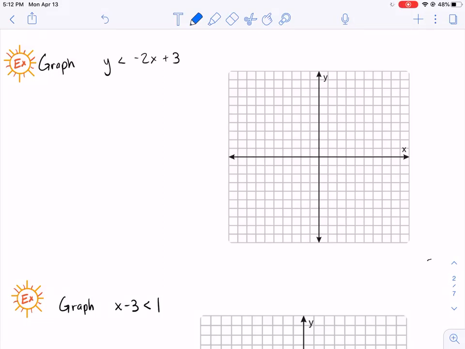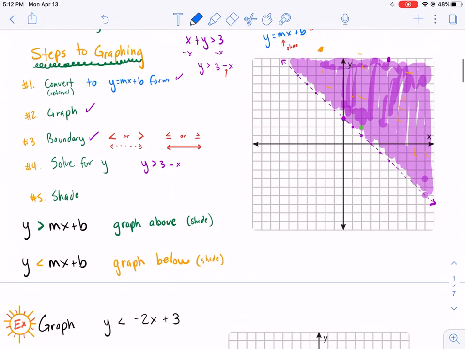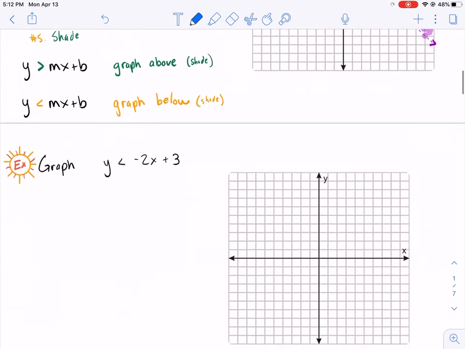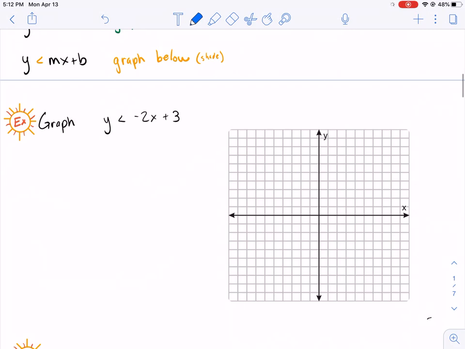Welcome back to linear inequalities. Last time we learned about the 5-step process to graphing linear inequalities. So we're going to pick it up where we left off and continue with this example. We are asked to graph y is less than negative 2x plus 3.